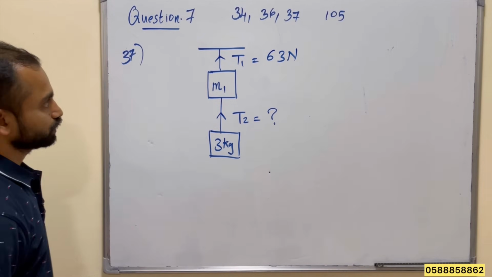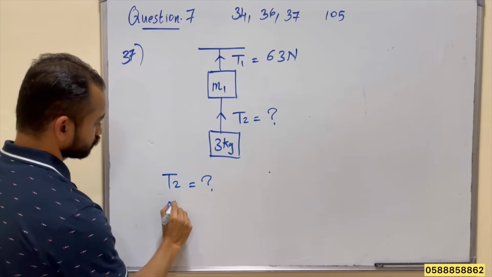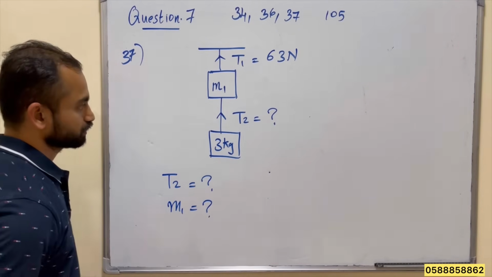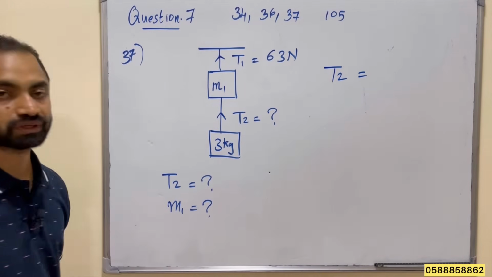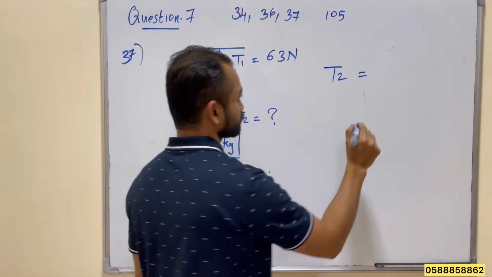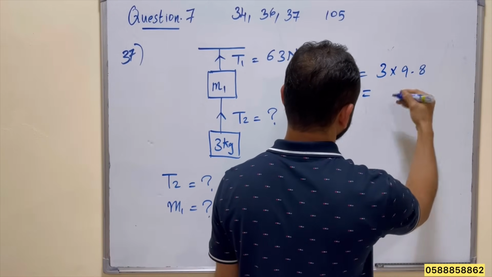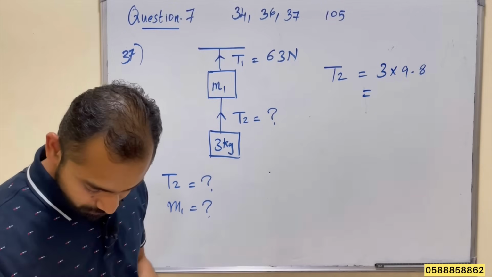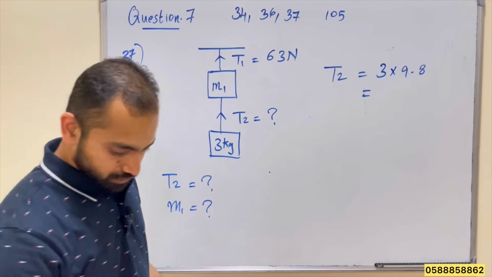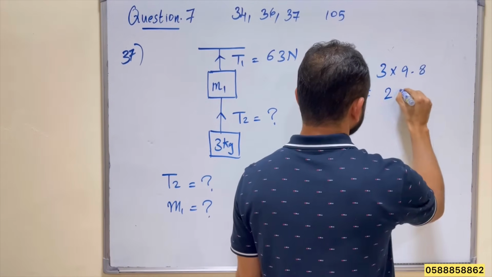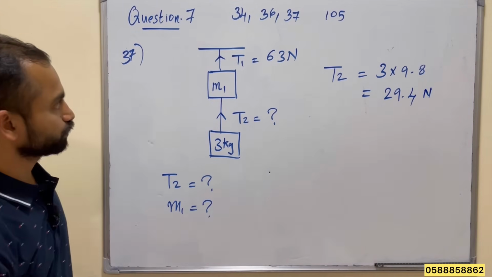Okay, so how to calculate this? We need to calculate T2, and we need to calculate the mass M1. So first we will calculate T2. T2 is equal to the mass below times 9.8. So the mass below, 3, multiplied by 9.8 or 9.81. 3 multiplied by 9.8 equals 29.4 Newton. So T2 is 29.4 Newton.